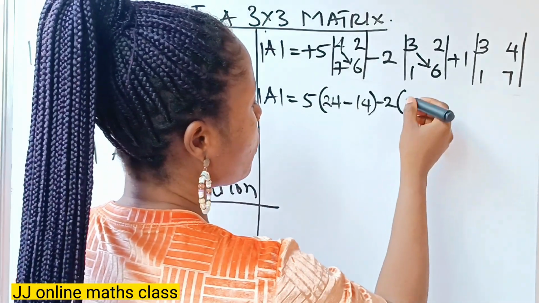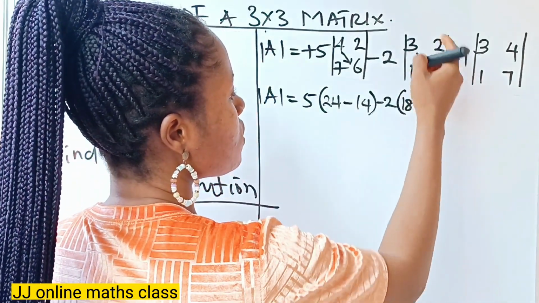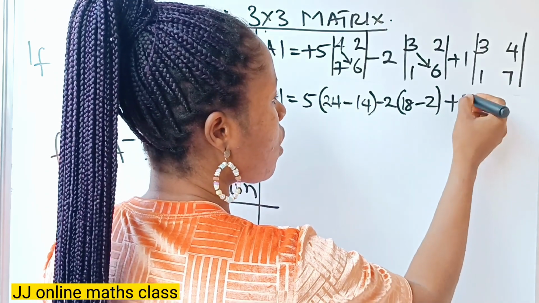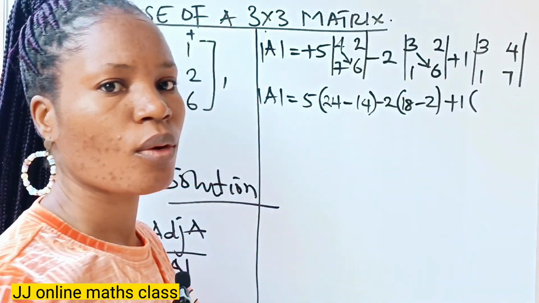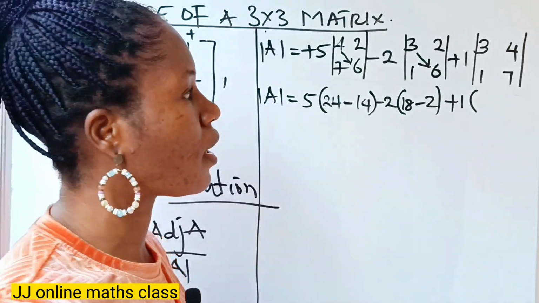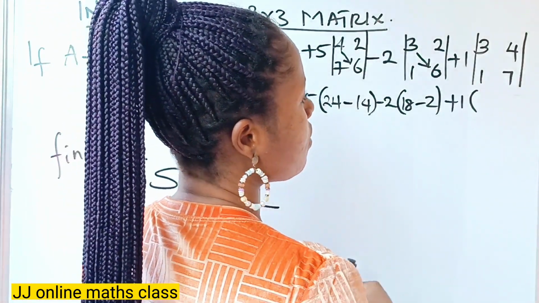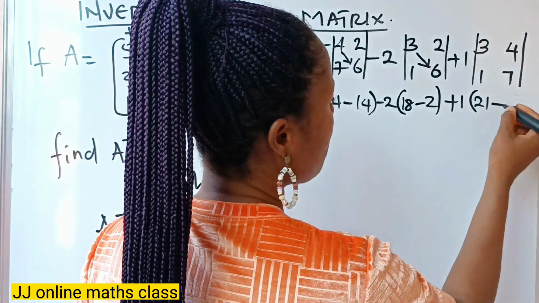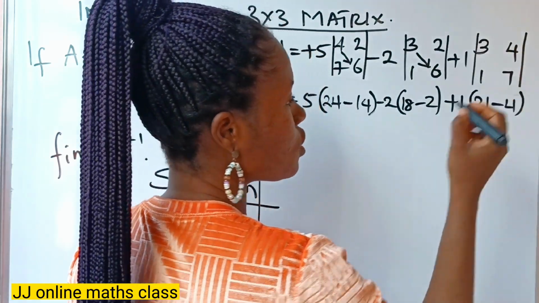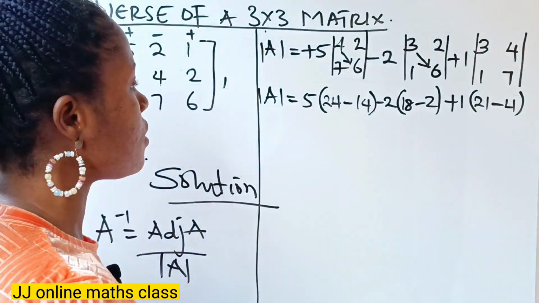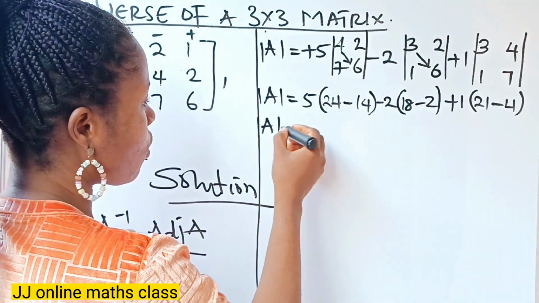3 times 6 will give us 18. Minus 1 times 2 will give us 2. Plus 1, we also open our bracket. So you are going to have 3 times 7, which is 21, minus 1 times 4, which is 4. Very easy.